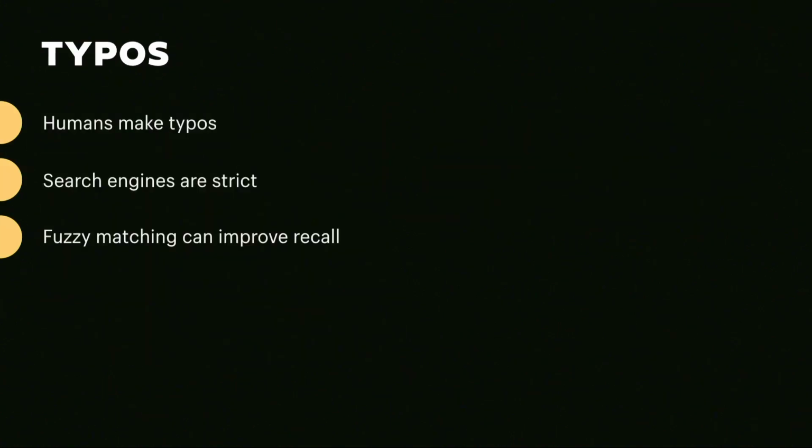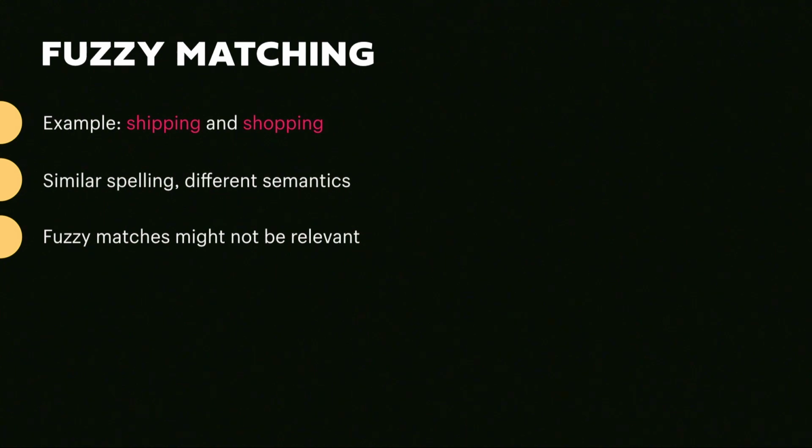Typos. When a merchant makes a typo in their search, we still want to make sure to show them what they were looking for. Now, there is a standard technique for that. It's called fuzzy matching. Fuzzy matching is about searching for words that are similar to the search query, but not necessarily identical. It works great, but with higher recall comes lower precision.